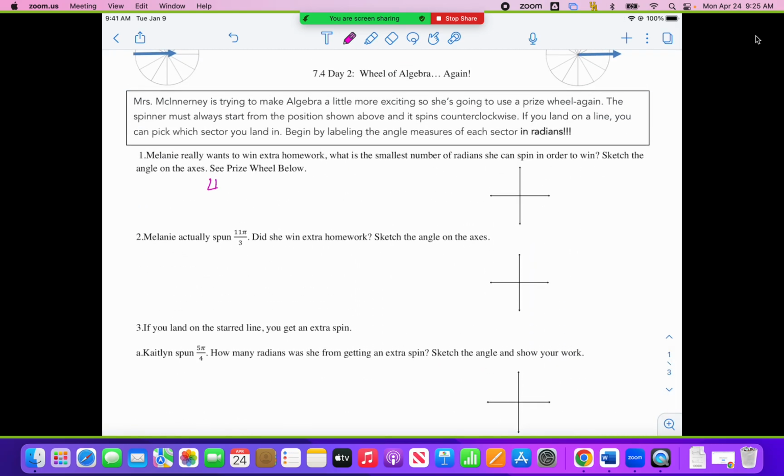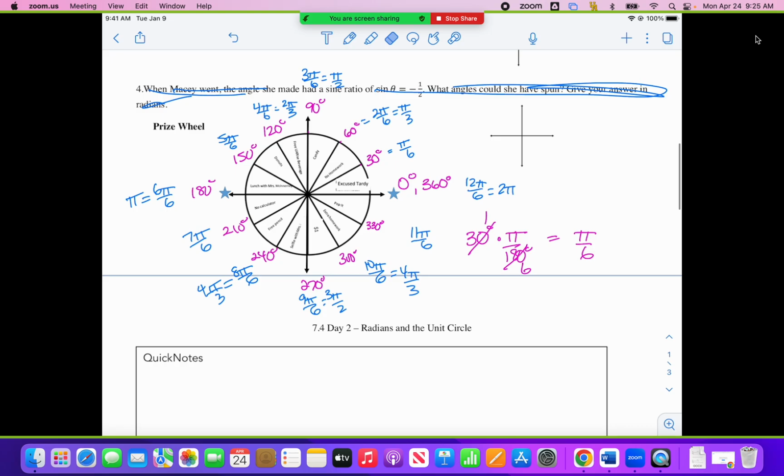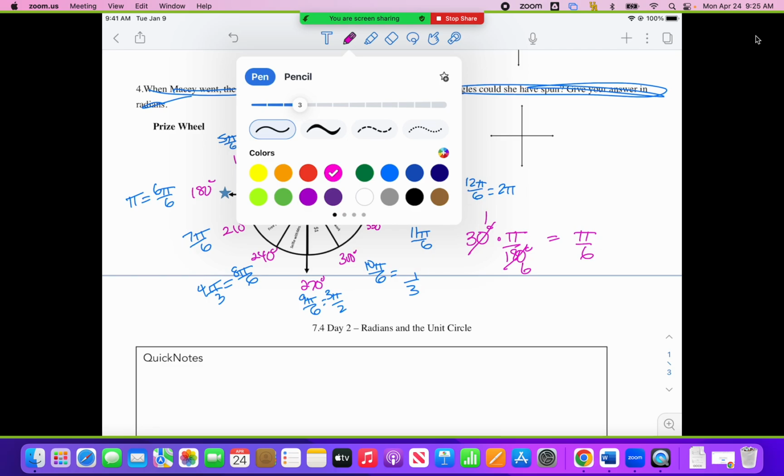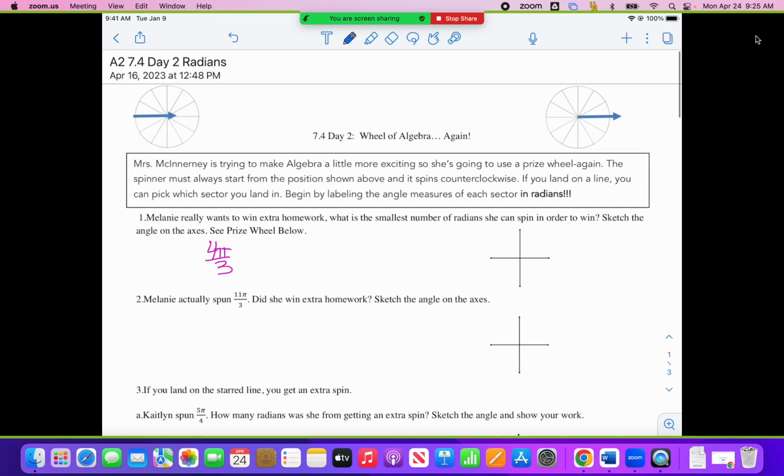So that's going to be 4 pi over 3. Or not 4 pi over 3, sorry. Did I write that wrong? I did. Jeez, you guys, I'm having a rough morning here. Okay. So that's 5 pi over 3. Fix it for me. That was because we already had 4 pi over 3. That's 5 pi over 3. There we go.